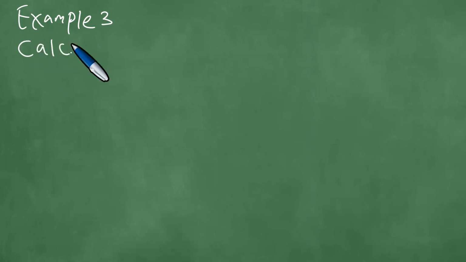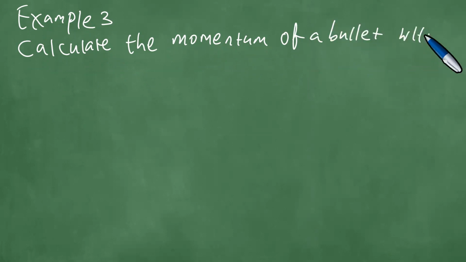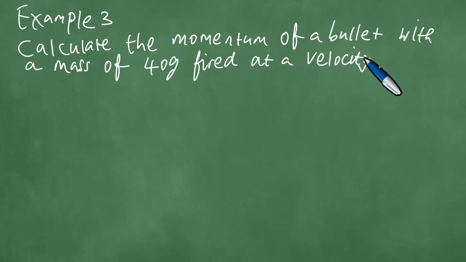Calculate the momentum of a bullet with a mass of 40 grams fired at a velocity of 600 meters per second south.